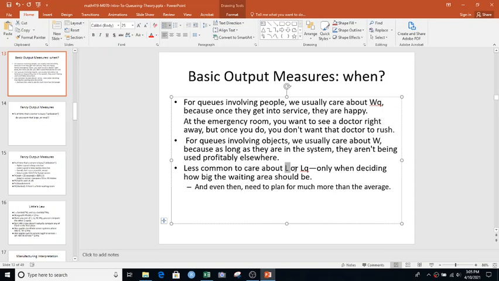We actually don't care all that often about L or LQ. We mostly care about those in deciding how big the queuing system should be physically, like how many chairs. But you can't just plan for the average because there's a lot of variability. You need to plan for the average plus a few standard deviations, and the standard deviations can be reasonably large. So those are some basic output measures, L, LQ, W, and WQ.